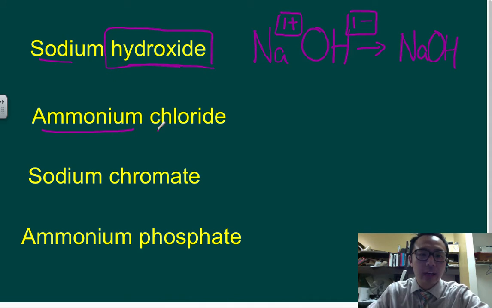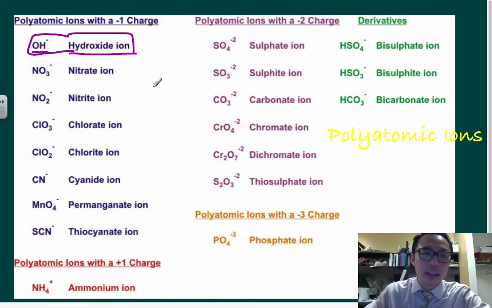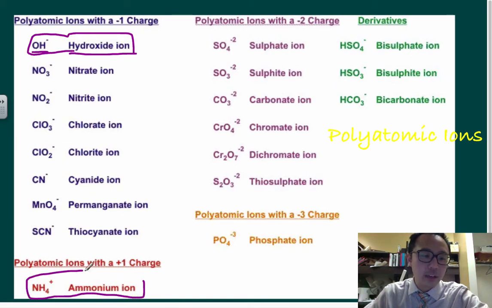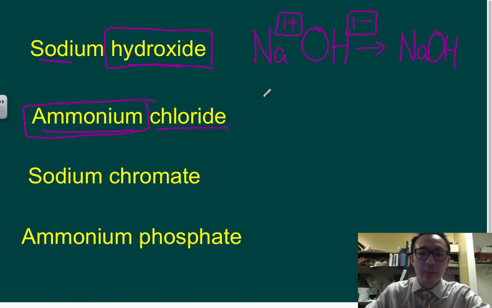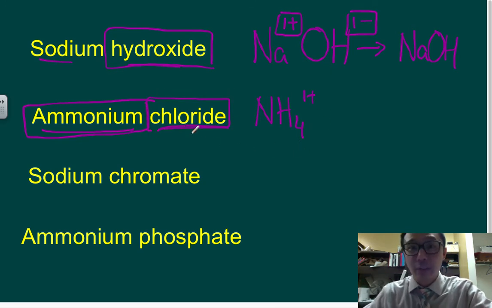Now the next one, you're going to see ammonium chloride. That's the name. Can you find ammonium on your periodic table? If you look for it, you probably won't find it, because ammonium is a polyatomic ion. If you look down here, ammonium is NH4+. This one has a 1+ charge. That's very important. So I'm going to write NH4 1+ charge. The next one, chloride, is found on your periodic table as chlorine. So Cl, you should know at this point, has a 1- charge.